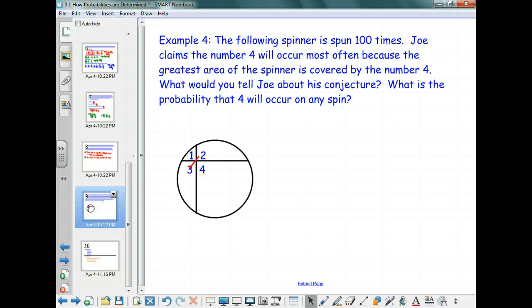All right, so let me change the problem slightly for those of you who didn't catch what happened. If he was throwing darts, would he be correct? Yes. If he were throwing darts at this and this were a target, he would be more likely to hit 4 than anything else, right? But that's not what's happening here. He's spinning a spinner, and when we're spinning the spinner, it doesn't matter how much area it is, it matters what the angle was. So now he's not correct.